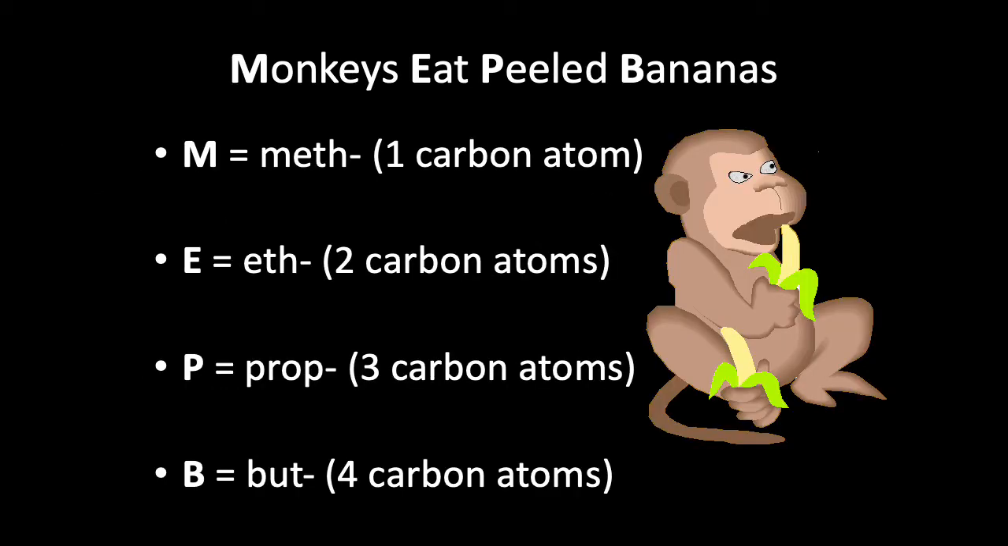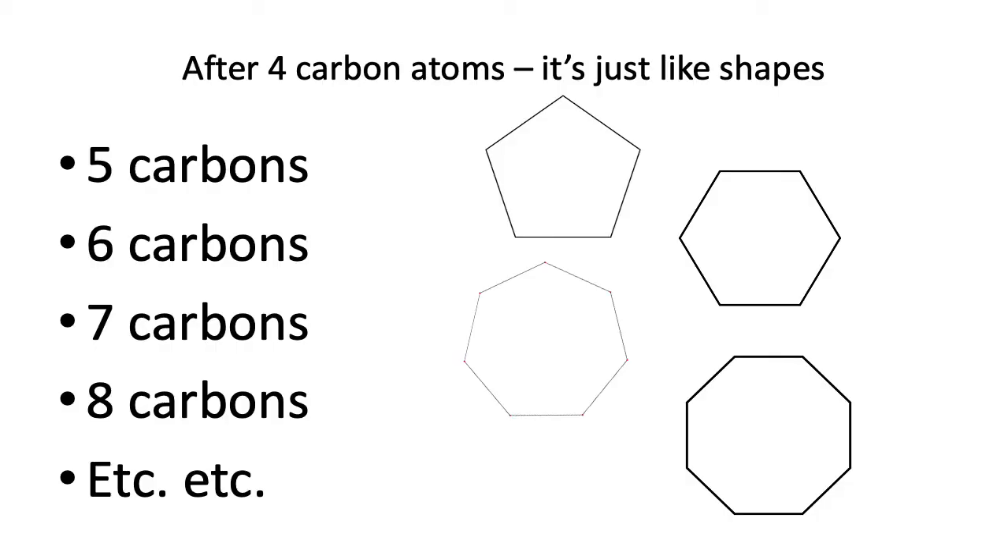Okay, names for alkanes. You recall that last time we talked about monkeys eat peeled bananas. If something's got one carbon atom, it's meth. Two carbon atoms, it's eth. Three carbon atoms, it's prop. Four carbon atoms, it's bute. Monkeys eat peeled bananas. After four carbon atoms, it's just like shapes. So 5 carbon atoms, it's pent. 6 carbon atoms, it's hex. 7, it's hept. 8, it's oct. 9, it's non. 10, it's dec, and so on.